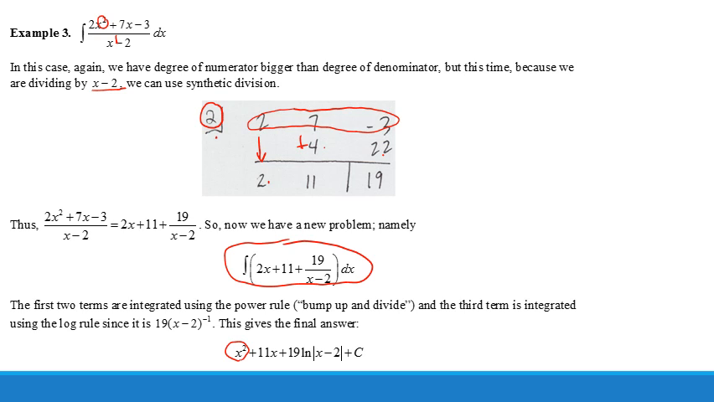And then the 19 over x minus 2 fits the log rule, okay, because this was really 19 times x minus 2 to the negative 1 power, and so the antiderivative of that is going to be 19 natural log of the absolute value of x minus 2. Okay, so that's how I have that in the final answer, and then don't forget the plus c.